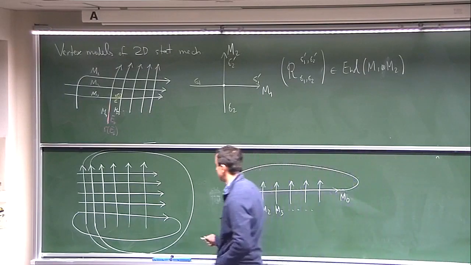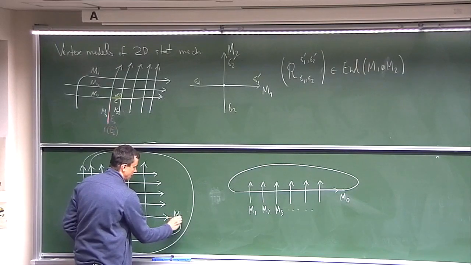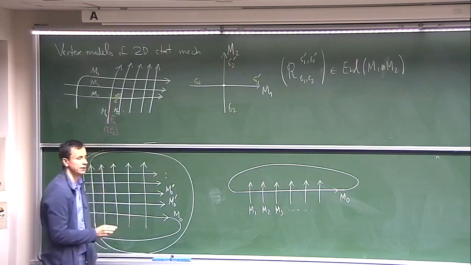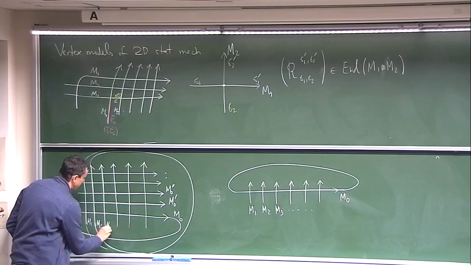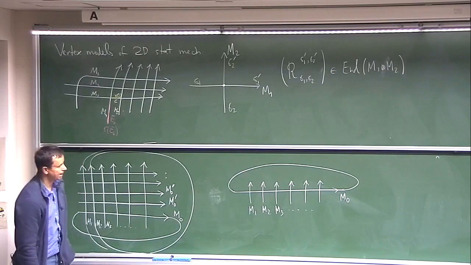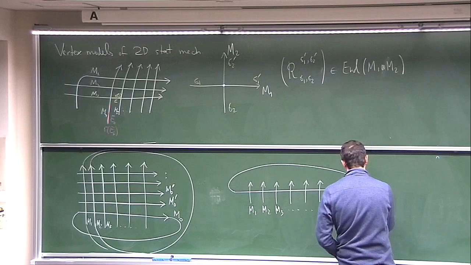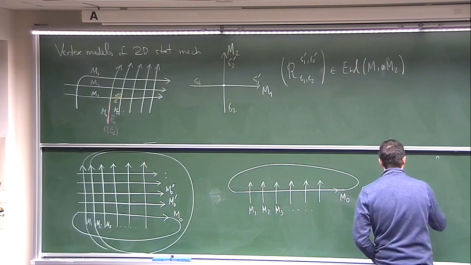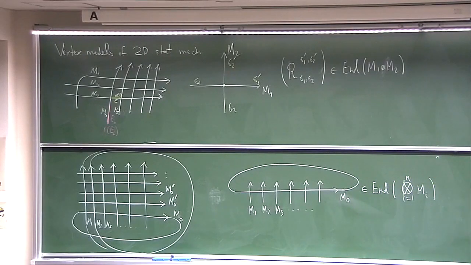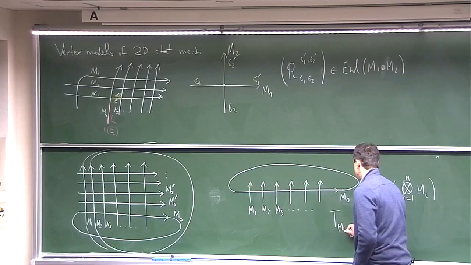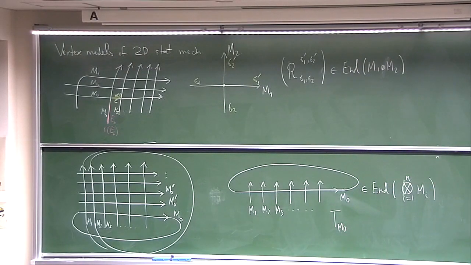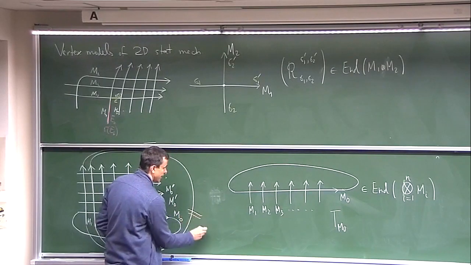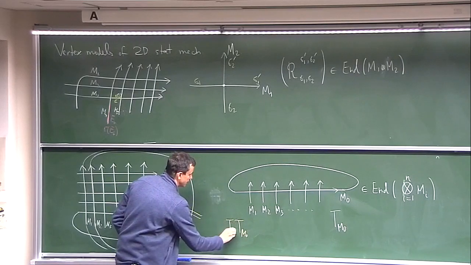So this is maybe called, let's say, M0 here, M0 prime here, M0 double prime there, and so forth. And then M1, M2, M3, and so forth. This is an operator, an endomorphism of the tensor product over i going from 1 to N of Ti. We will call this matrix T M0. Then the contracted partition function is T M0, T M0 prime, and so forth.